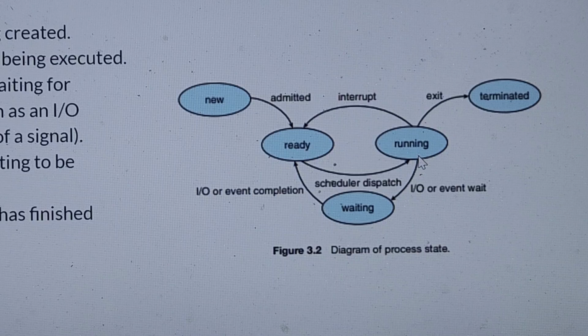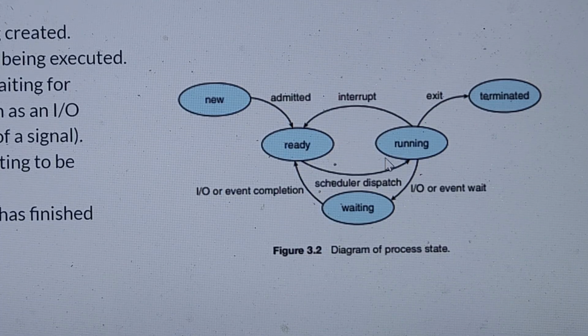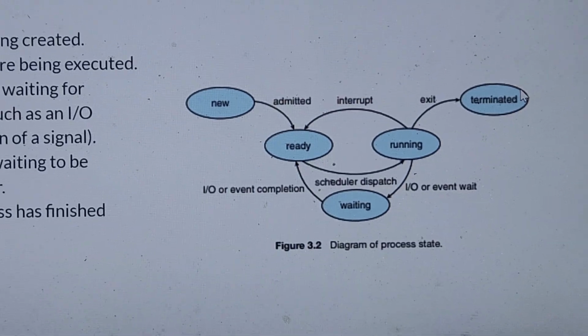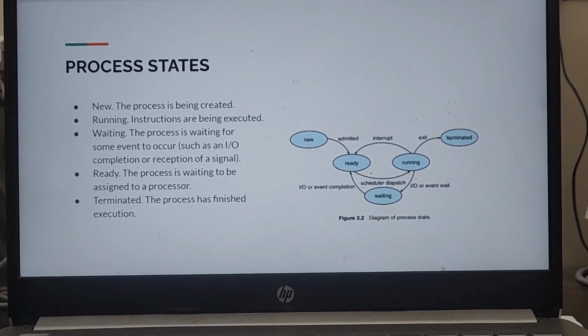If there is some input output requirement or some other sort of dependency, it is put in the waiting state until that event is completed, then it goes back finally to the ready state. Again, the scheduler will assign it to the running state, to a processor. It is in the running state. Once the process has completed execution, it goes to the terminated state. So this is the life cycle of a process in terms of the 5 states it can be in.